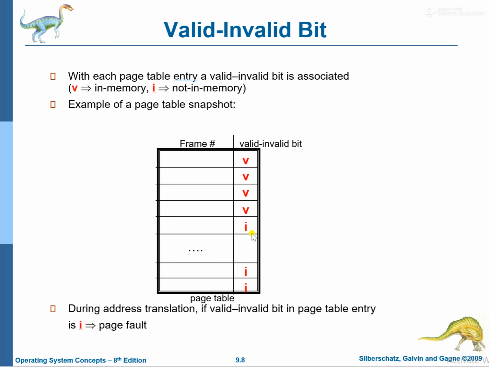Like this valid-invalid bit was being used in paging for process protection, but here we are using it in demand paging to distinguish whether a page is present in memory or it is in virtual memory. So if it is in main memory, the bit will be valid. If it is invalid, it means the page is in the virtual memory. So if the bit is invalid and the page is not present in the main memory, it causes a phenomenon which is called a page fault. Page fault means the page is not present in the main memory, it is in virtual memory. So we need to bring that page into main memory.